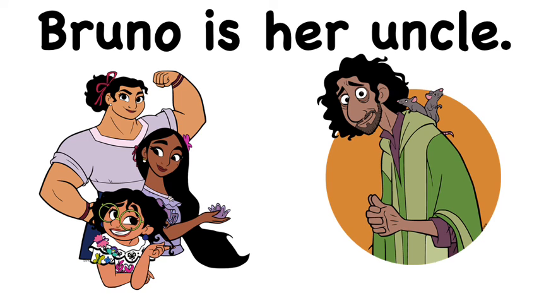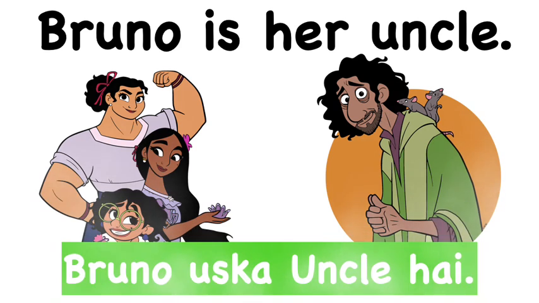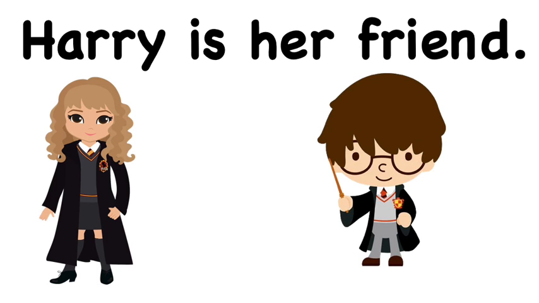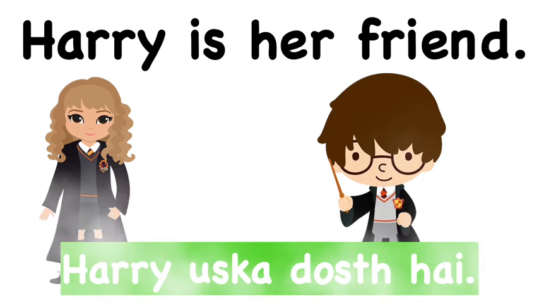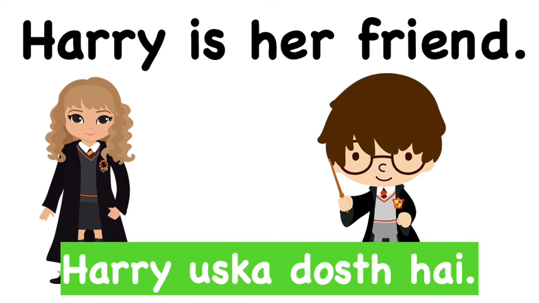Now let's do some sentences. How about we do the sentence, Bruno is her uncle. Bruno uska uncle hai. It's uska because uncle is a pull noun. Uncle is a pull noun, so we use uska. Harry is her friend. We use uska, Harry uska dost hai, because dost is a pull noun. So we use uska.